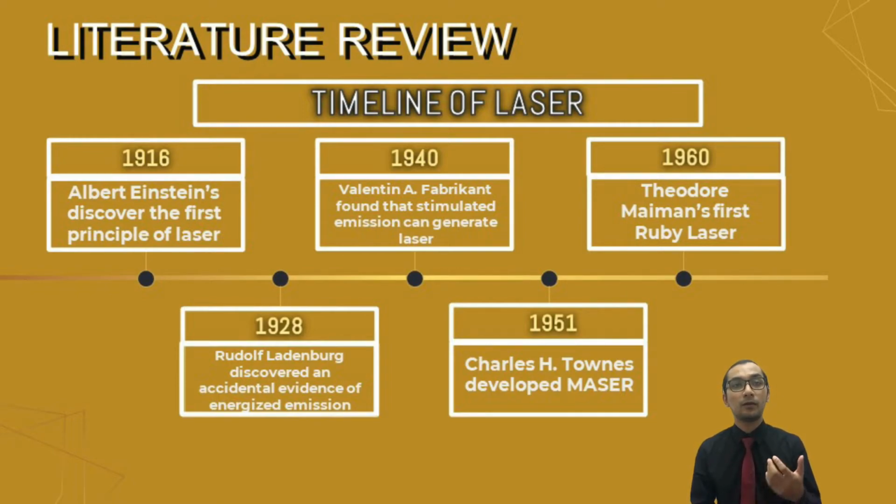The next part of the presentation is the literature review. It is the timeline of the laser, as you can see from the slide. In 1916, Albert Einstein discovered the first principle of laser, which continued in 1928. Rudolf Ladenburg discovered accidental evidence of stimulated emission. Later in 1940, Valentin A. Fabrikant found that stimulated emission can generate laser. Next in 1951, Charles Townes developed the maser, and later in 1960, Theodore Maiman developed the first laser. The rest is history, until now.